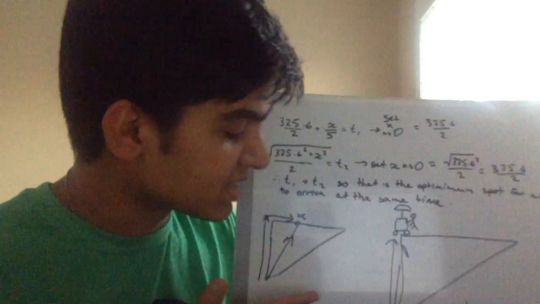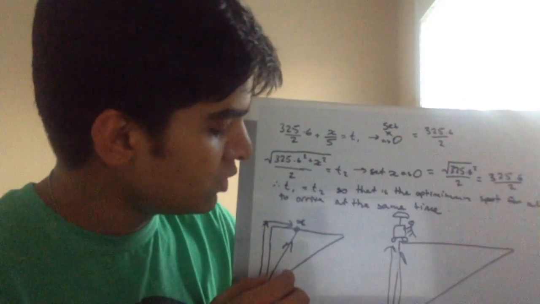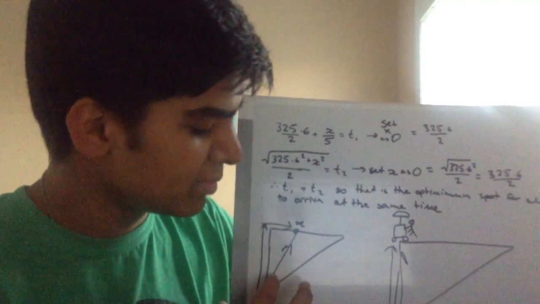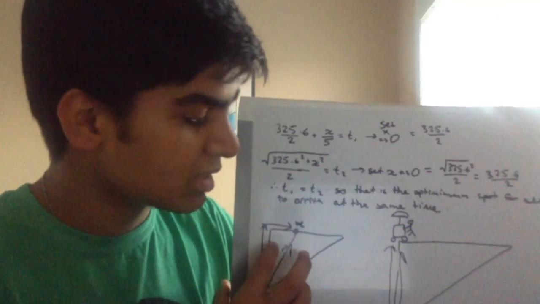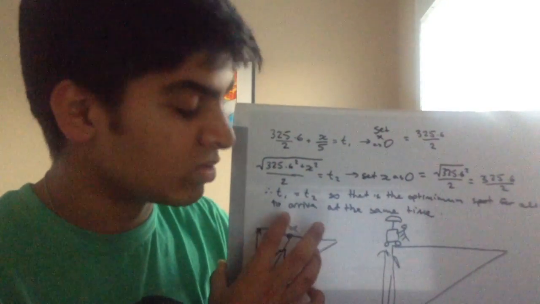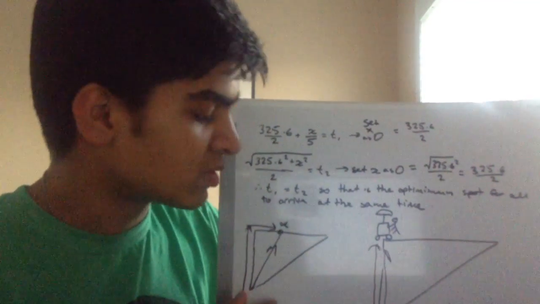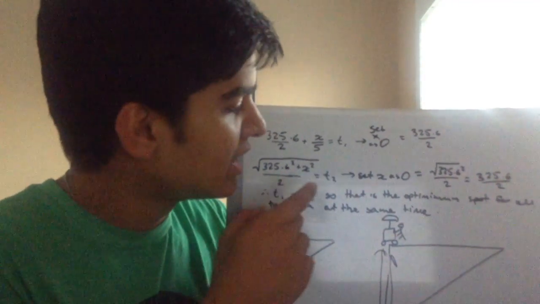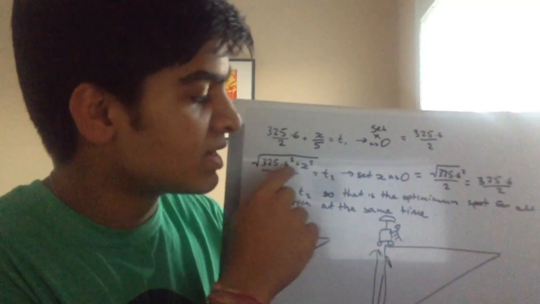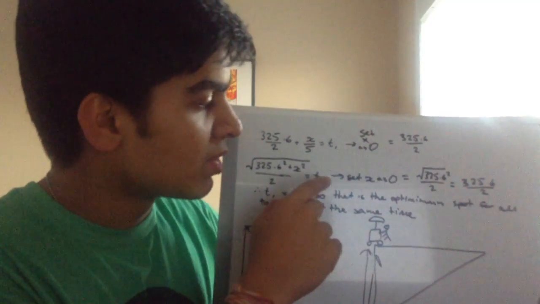As far as Mr. Mitchell goes, he just takes the hypotenuse. And so if you were to figure out the hypotenuse of this, it would basically be 325.6 squared plus X squared, all square rooted. And so all divided by 2 after, because it's only on the sand, which is 2 feet per second.